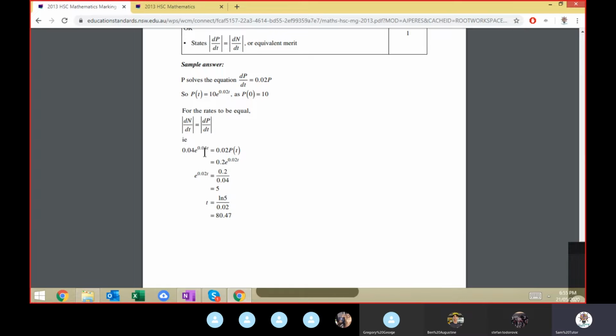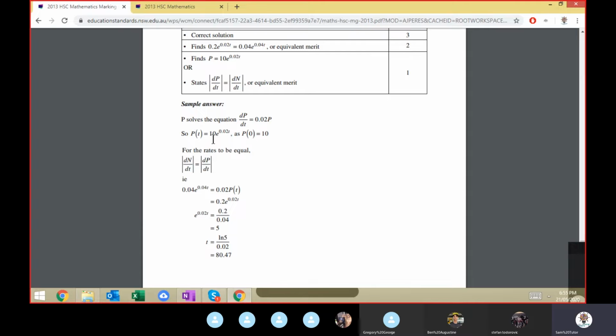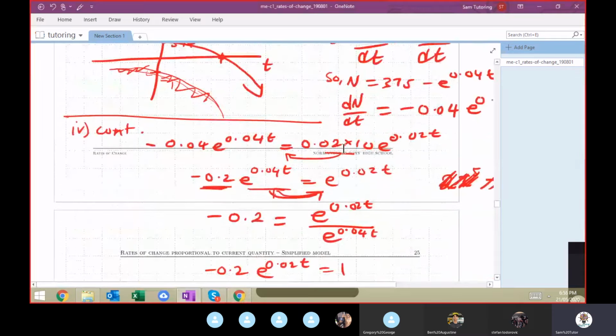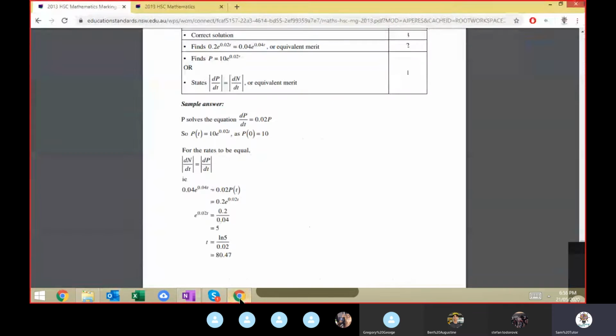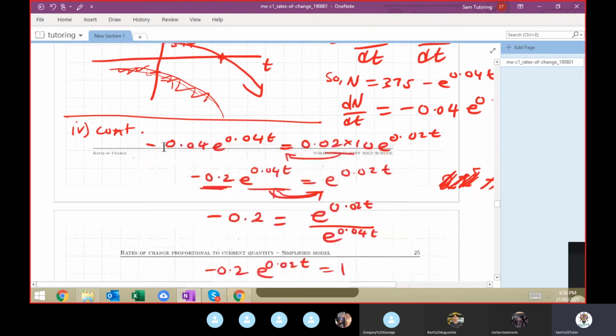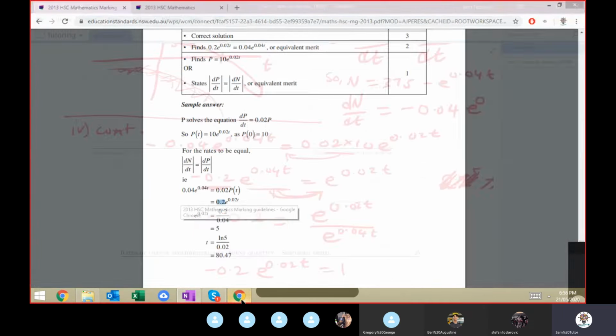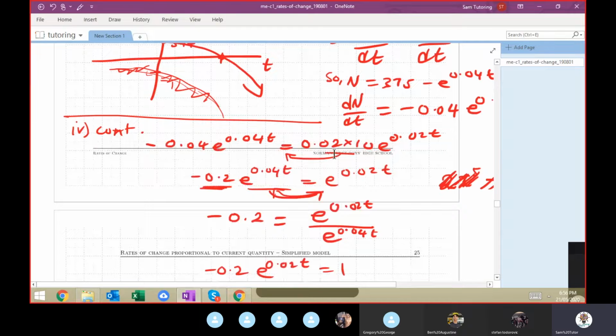P solves the equation 0.2 e^0.02t. What do I have? Yeah, 0.2 e^0.02t. So we've got that. We've got negative 0.04 e^0.04t. Why? Because the rates are to be equal, so this negative can't equal this positive.